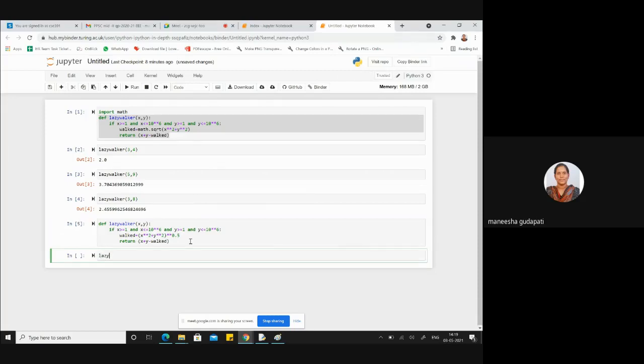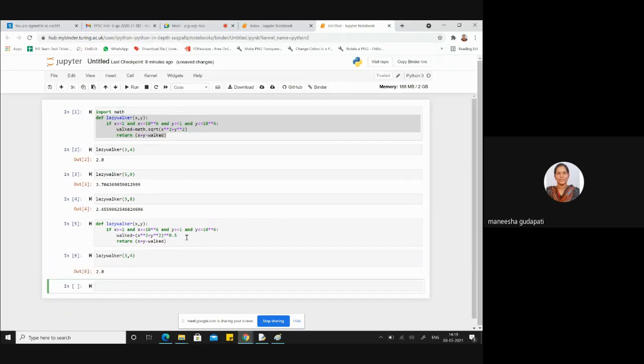So lazy walker of 3, 4. If you forgot the square root function, you can use this way. You already know how to find the exponent or power. You know this power operator, so you can use that same operator to calculate the square root. You can either use the square root function or use this exponentiation operator to perform the square root.